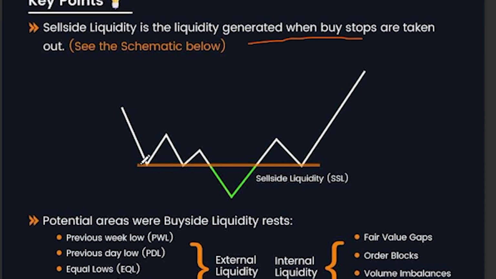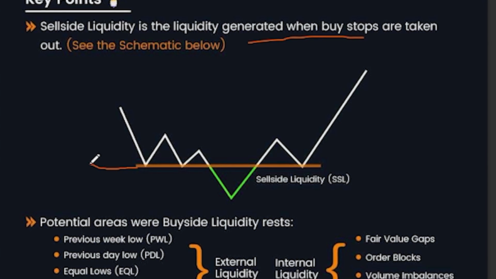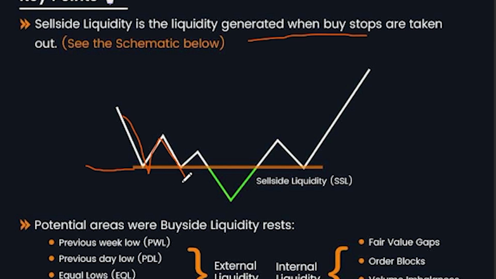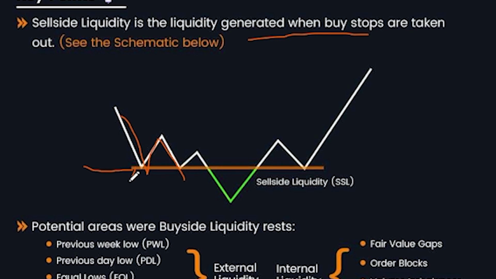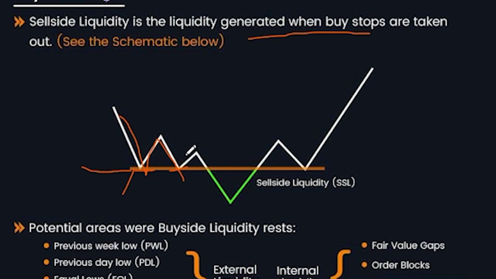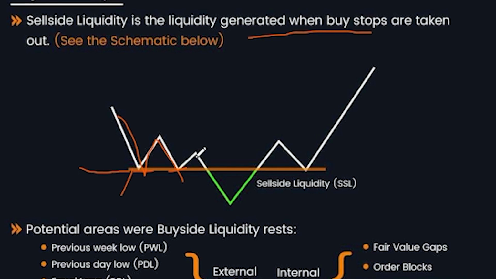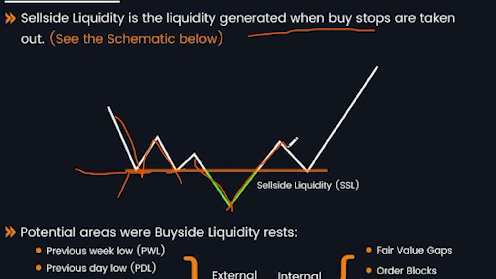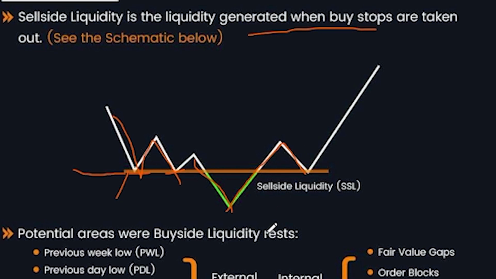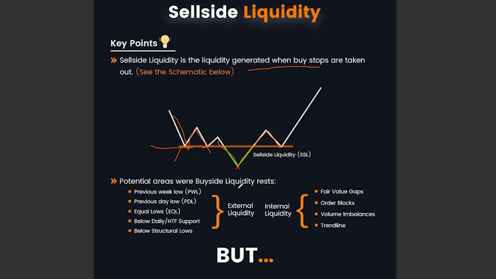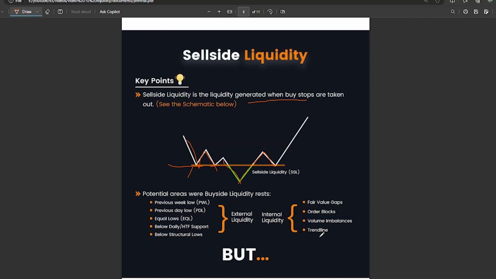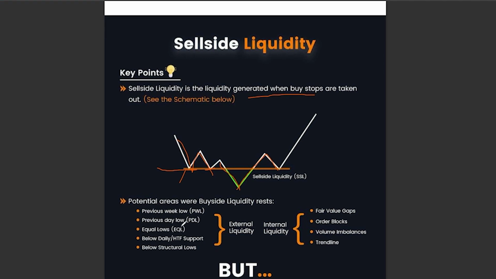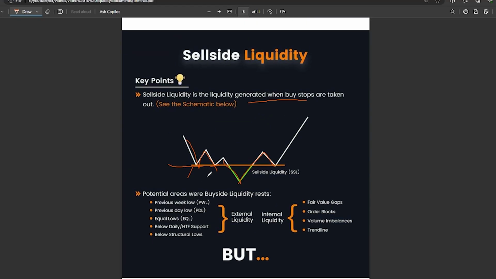So in the schematic you can see that this orange rectangle was acting as resistance. Price was coming in again and again and retesting this. Many limit longers would have placed orders here, but what did price do? Price came and took all their stop losses and then manipulated right back inside the range. So this is the manipulation or liquidity hunt which we call sell side liquidity. That means we have taken the buy stops of the people who are long. So let's see the potential areas where sell side liquidity rests.